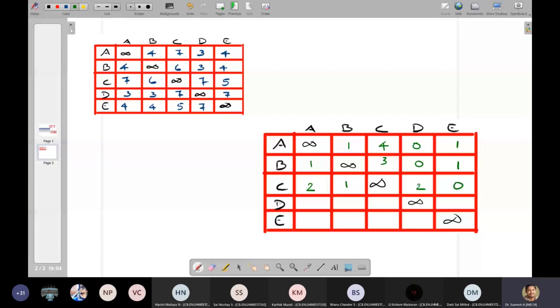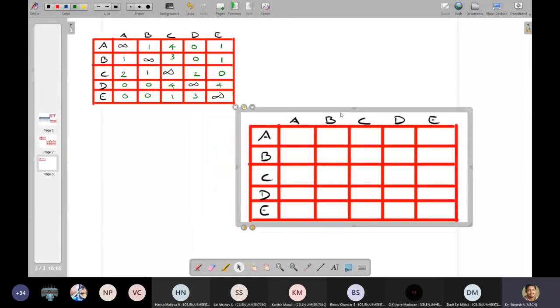Third one, you will have 0, 0, 4 and 4. Here 4 is the minimum. 0, 0, you have 1, 3. Okay, so column wise operations.